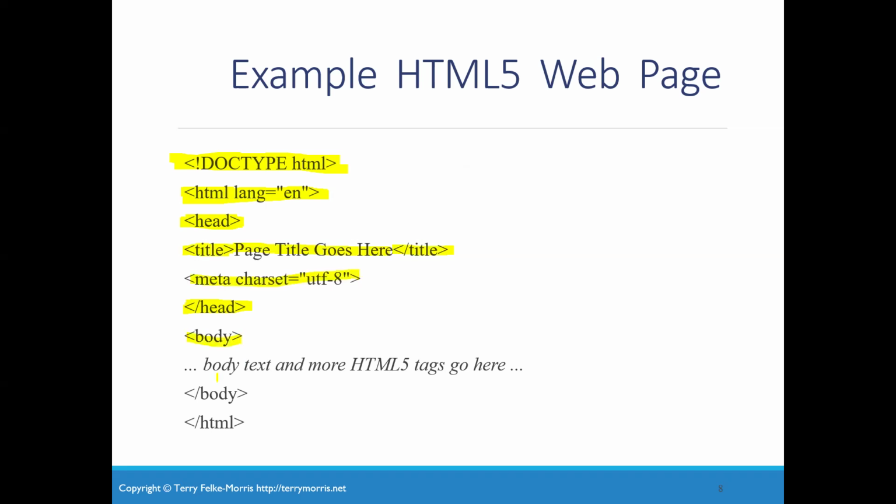Then we have the body. The body has an opening and a closing tag. In between the body, it says body text and more HTML5 tags go here. So all other HTML5 tags will go in between the body. Then finally, this is the opening HTML element, and this is the closing of it. So this one, its closing is here. It contains the rest of these, right? Good.